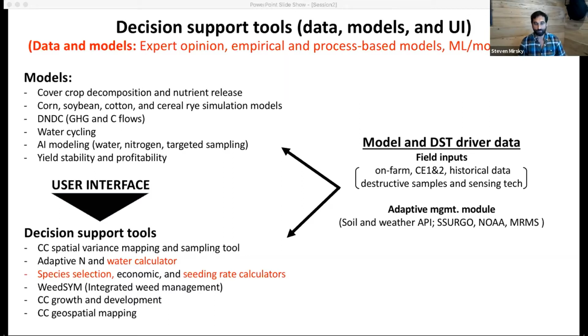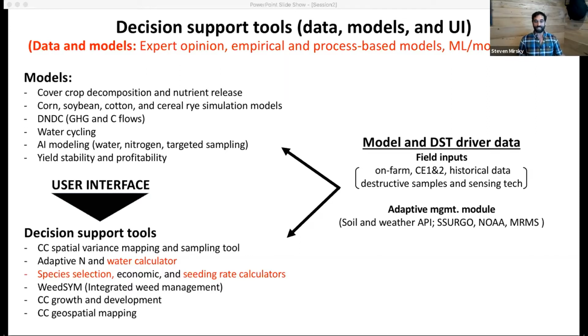I want to highlight these model and DST drivers. These are data that obviously is coming from our field inputs, like the on-farm CE1 and 2. But as you recall in this grant, we also are wanting to do some archival collection of these historical data sets. So we will be coming on some standard database formats to kind of ingest where we can historical cover crop performance data. So stay tuned for that as we mature in the program. So these are destructive samples and sensing technology that will be used in that effort.